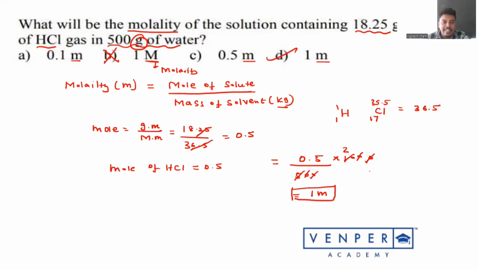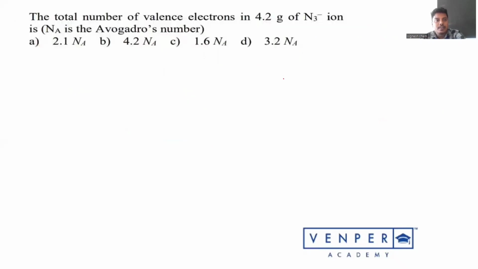Listen, in the exam we can easily omit two options. Most of the competition is only between two options. Without solving the problem, I omit option B. Then among option A, option C, and option D, if we do the calculation, the answer is 1 molality, small m. Okay, I go with the next question.